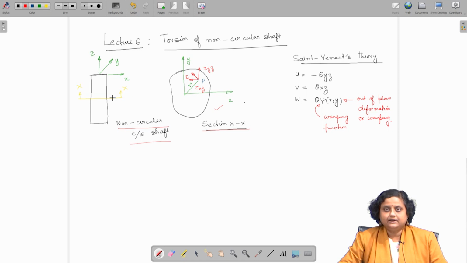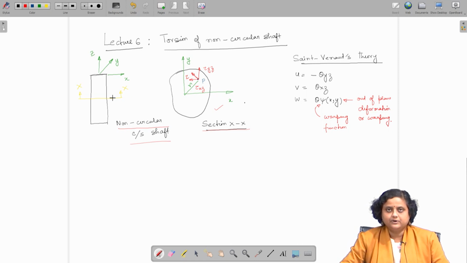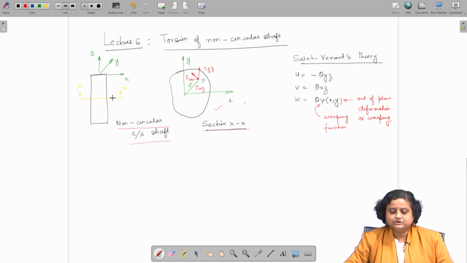So, similar to a circular cross section shaft, this will also be in pure shear, where the shear stress tau is acting at any point P, and the shear stress can be resolved into two components in the Cartesian coordinates, that is tau xz and tau yz.